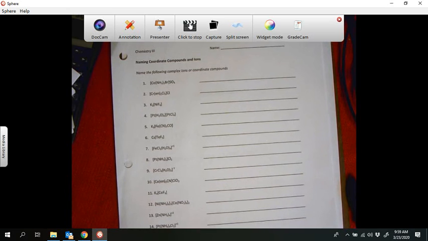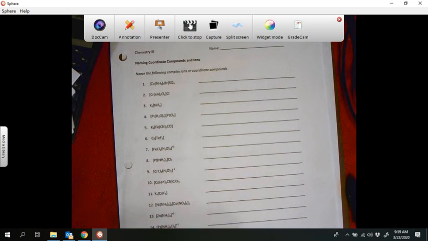There's also another worksheet where we go in the reverse, where I give you a name and you have to write the formula. In the next video, I will go over a couple examples from that worksheet. So make sure that you have a copy of that worksheet, because I will go through 1 or 2 or 3 examples, and then you can finish the worksheet. Thank you.